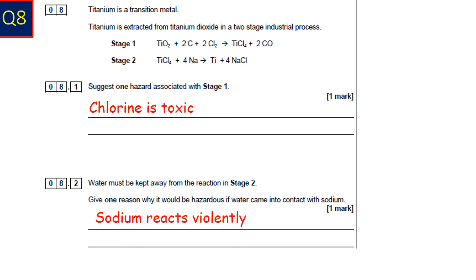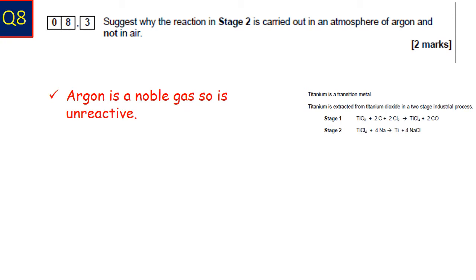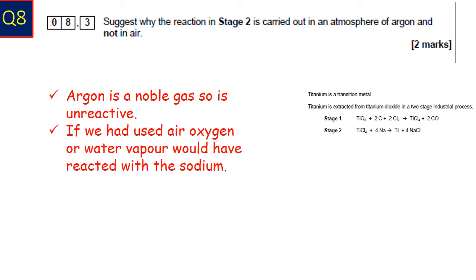They would not give you credit for saying it's a vigorous reaction, and they would not give you credit for saying it is very reactive. That won't cut it. For 8.3, they ask why reaction stage 2 is carried out in an atmosphere of argon and not in air. So argon is a noble gas, so it has a full outer shell, so it's unreactive, or we could say inert. So it's not going to react with sodium. But if we had used air, there's oxygen and water vapour in the air, and both of those potentially would have reacted with the sodium, and that would not have been desirable.